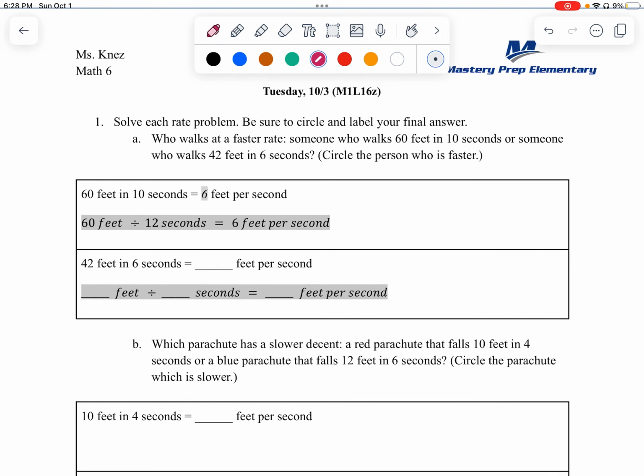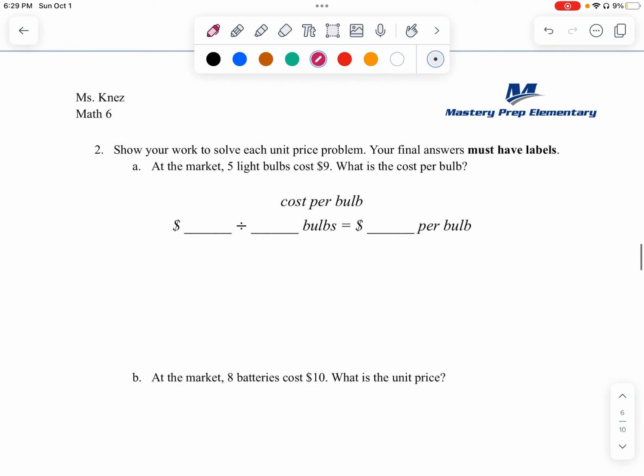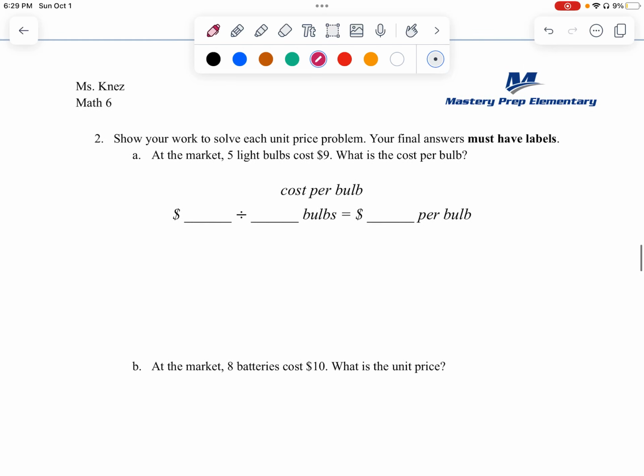On Tuesday night's homework, you're being asked to solve rate problems, a lot like what I just demoed on Monday's homework, but we're going to take a look at the unit price problem in question 2. Question 2 says, show your work to solve each unit price problem. Your final answers must have labels. As a reminder, unit price always means the price per one.